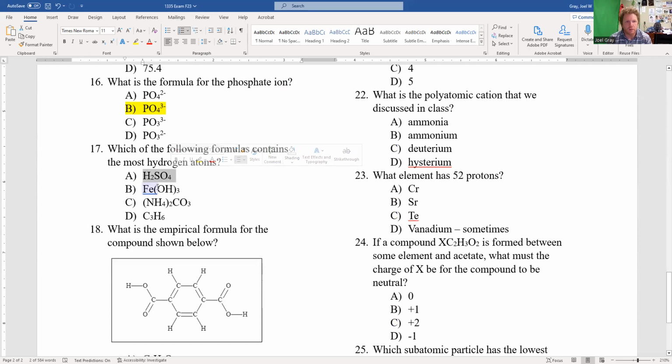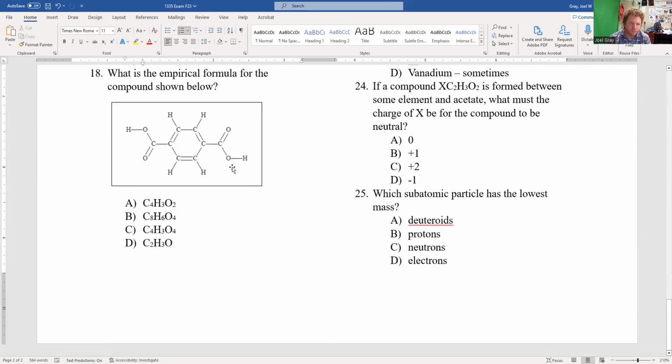H2SO4, 2 hydrogens. Fe3OH, 3 hydrogens. We got a new candidate, new lead. Oh, but this NH4 and then in parentheses 2. So that means that the 2 applies to everything on the inside of the parentheses. So we got 2 nitrogens, we got 8 hydrogens. Okay, so we got 8 hydrogens compared to C3H6. So C is our winner.